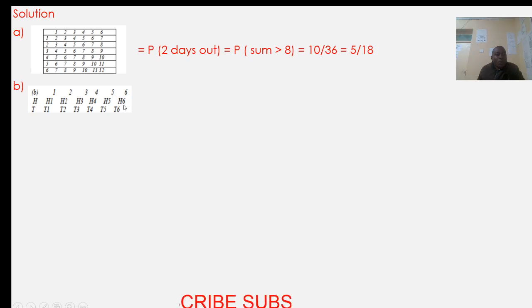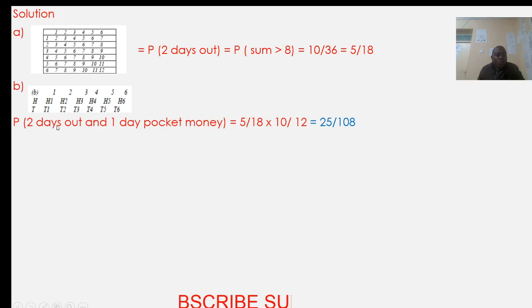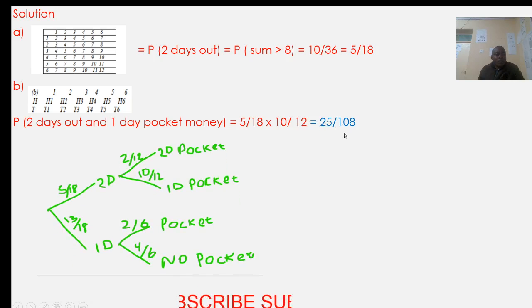And we are asking the probability of getting a 2-day outing and 1-day pocket money. So it is 5 over 18, which you got from before, times 10 out of 12, which gives you 25 out of 108. Part C.